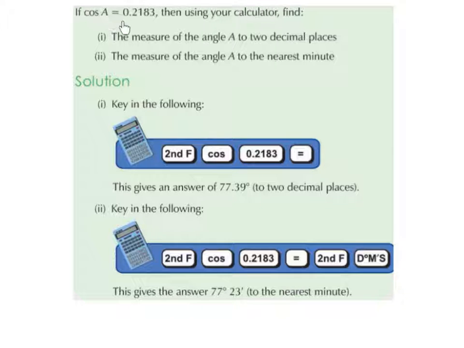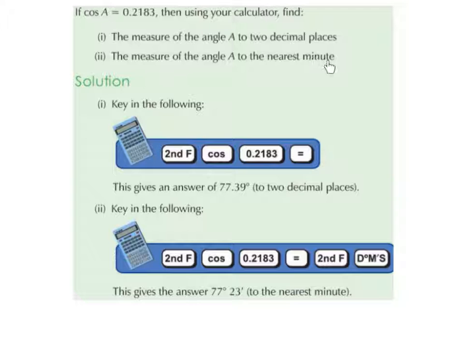If cos of A equals 0.2183, then using your calculator find the measure of angle A to 2 decimal places and the measure of angle A to the nearest minute. So we're going to key in the following into the calculator: second function, cos, 0.2183, and equals. And this will give an answer of 77.39 degrees to 2 decimal places.